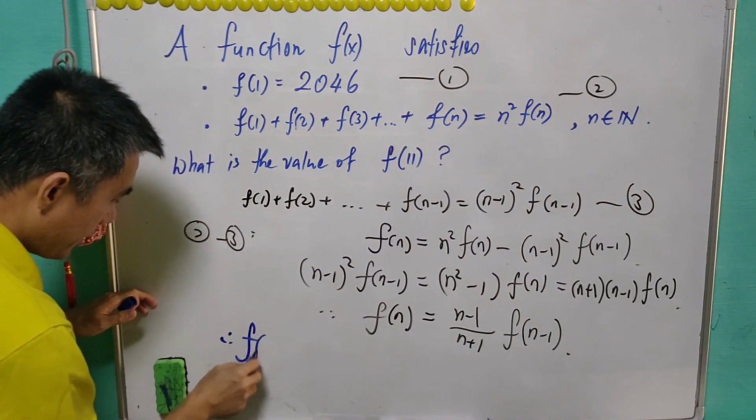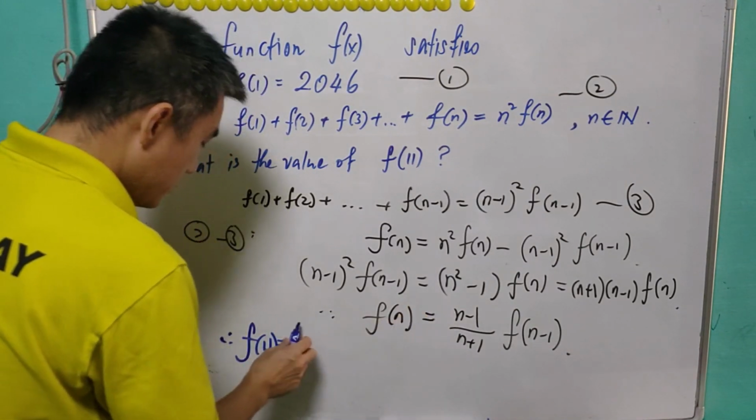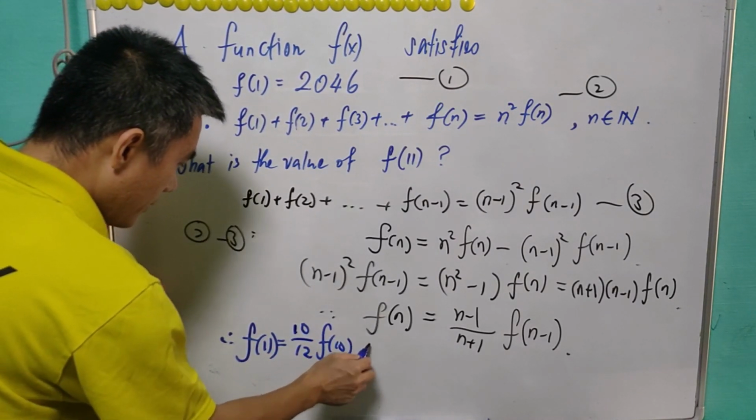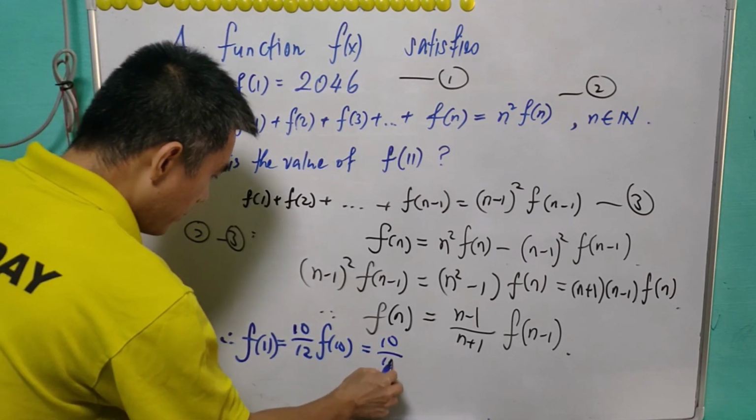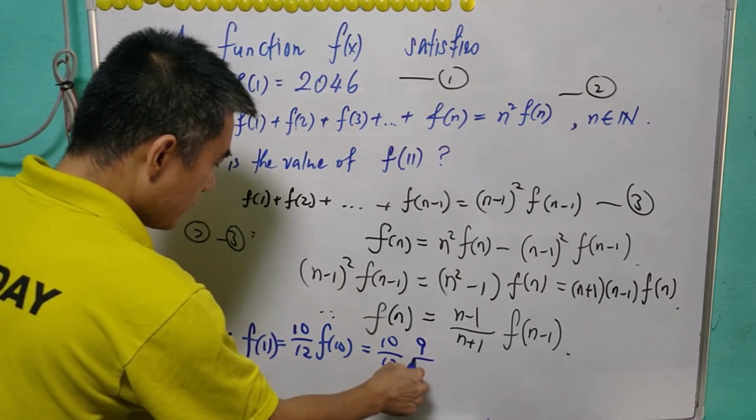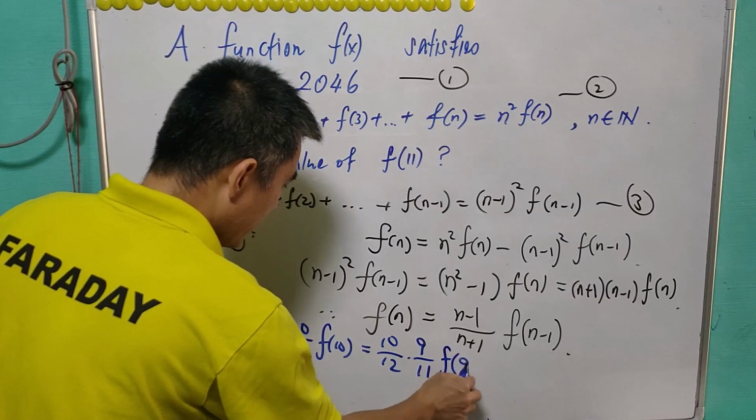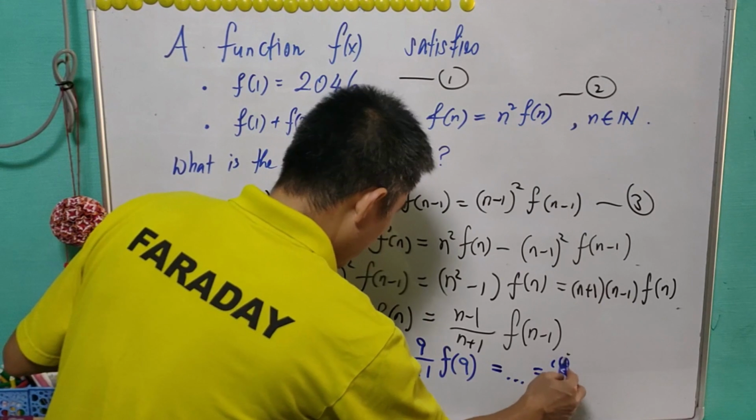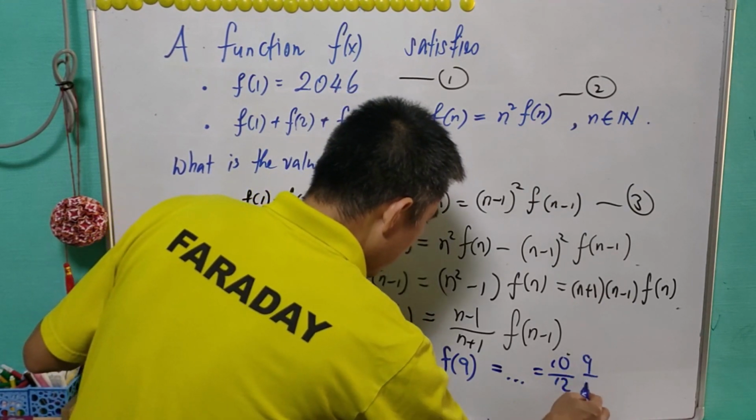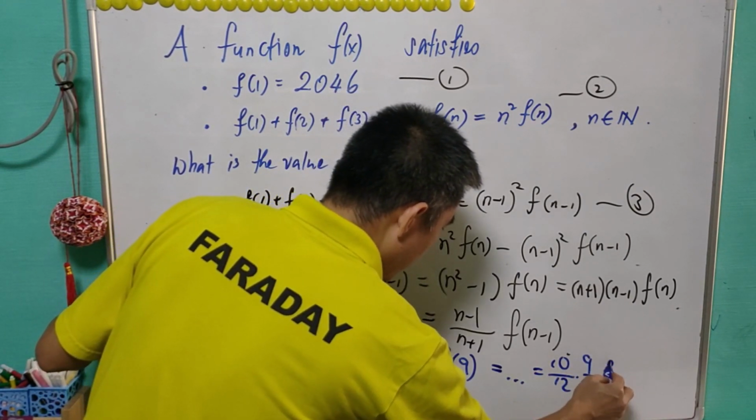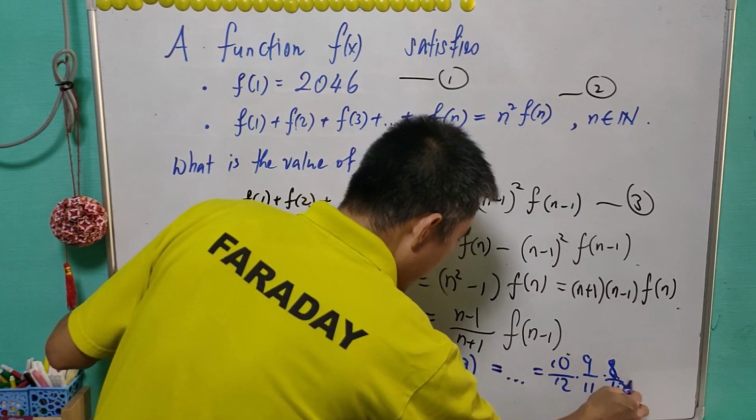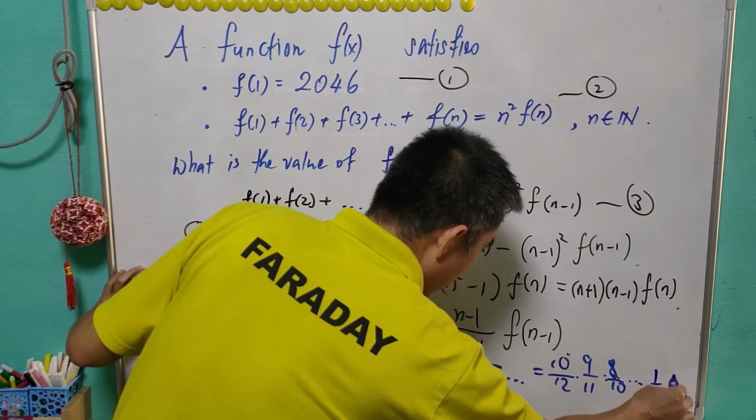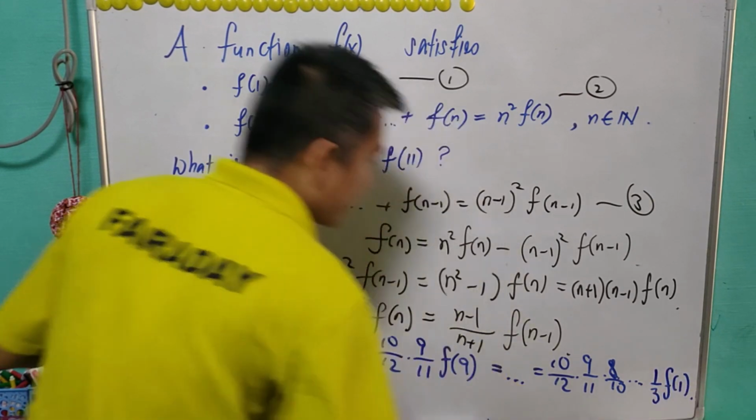f(11) will equal 10 over 12 of f(10). And this will equal 10 over 12, 9 over 11 of f(9). And we will proceed on, and you will see that this will be 10 over 12, 9 over 11, 8 over 10, all the way to 1 over 3 of f(1).